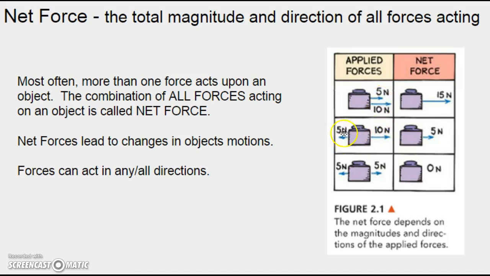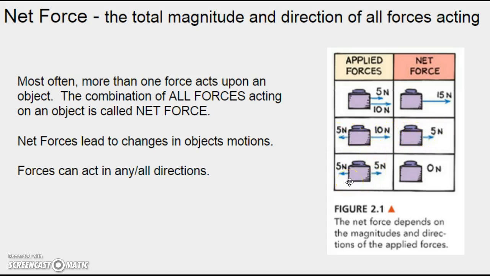Notice this scenario here. I've got 5 Newtons acting to the left and 10 Newtons acting to the right, where they cancel one another out, or in this case, they subtract from one another. There's a net force of 5 Newtons acting to the right. 10 Newtons is 5 Newtons greater than 5 Newtons to the left, so the net force is 5 Newtons to the right.